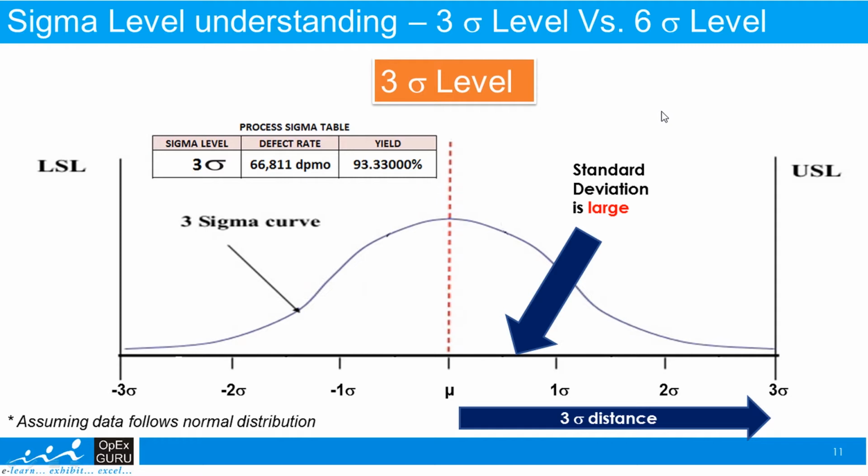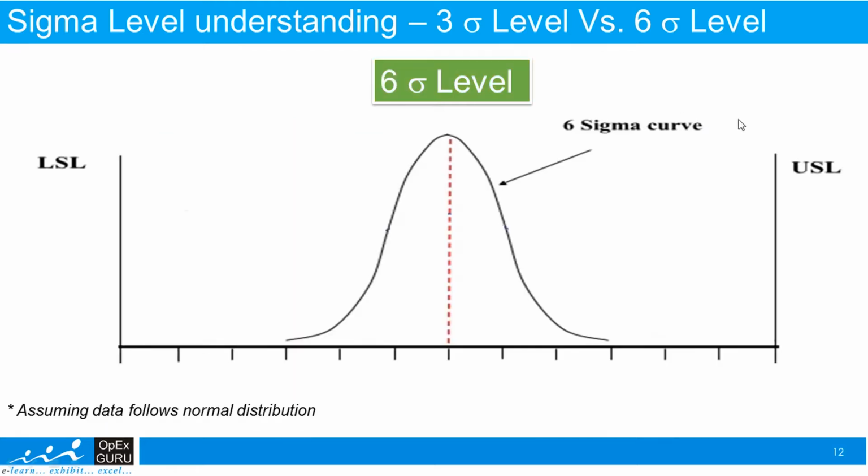If the process is at 3 sigma level, then the probability of defects per million opportunity is 66,811 and yield can be 93.33%. Now let us see what is a 6 sigma process.